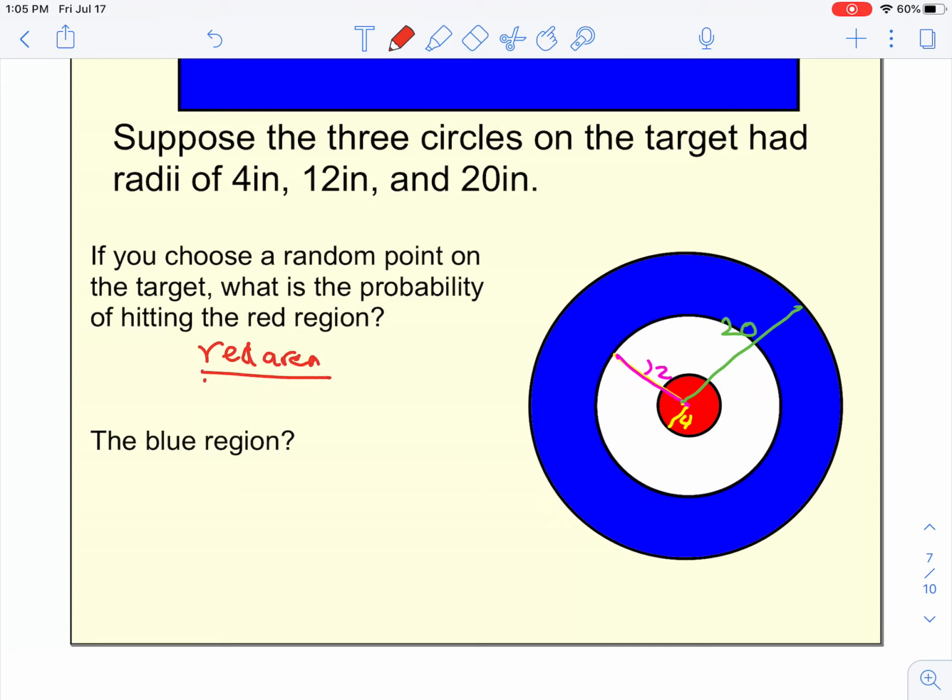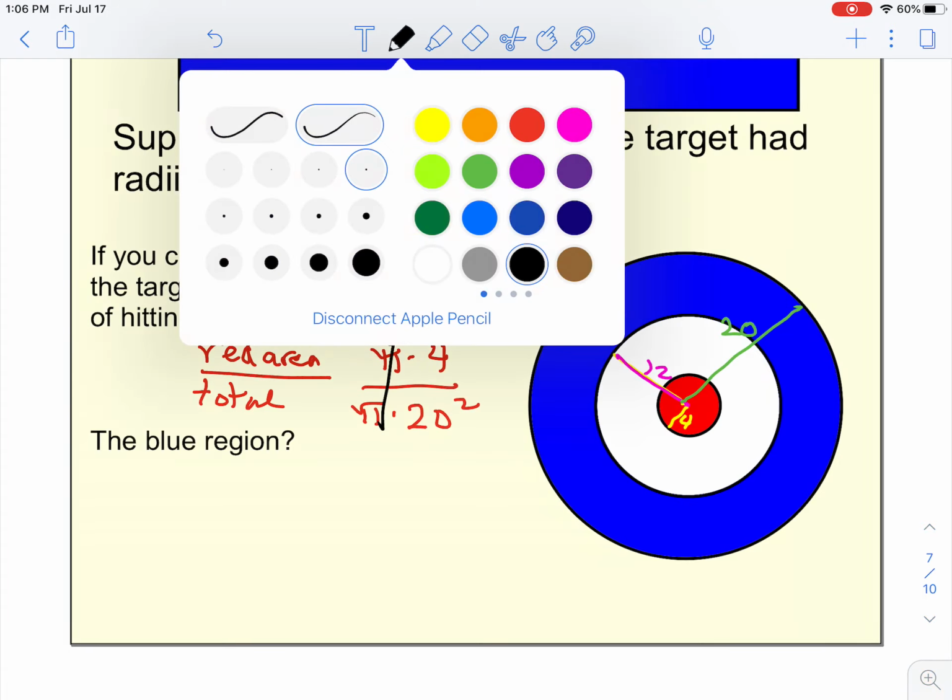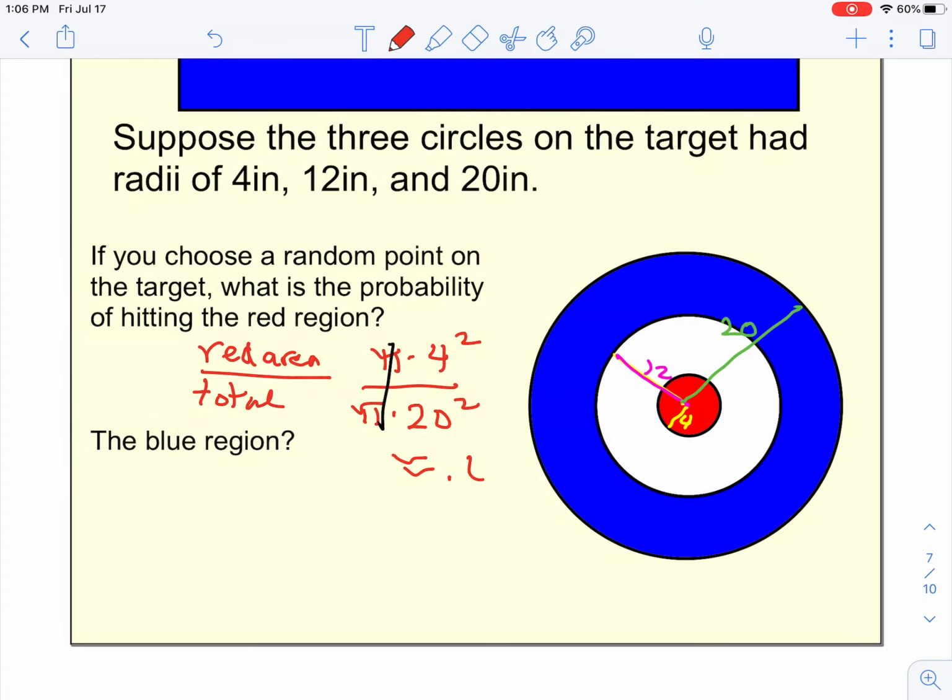Well, we want the red area divided by the total area. The red area has a radius of 4, so it's pi times 4 squared, divided by the total area, which has a radius of 20, so pi times 20 squared. And by the way, your pi's cancel out here. You don't even have to factor them in. So you get 16 over 400, or again, just use your calculator. You can get a decimal, 0.04.